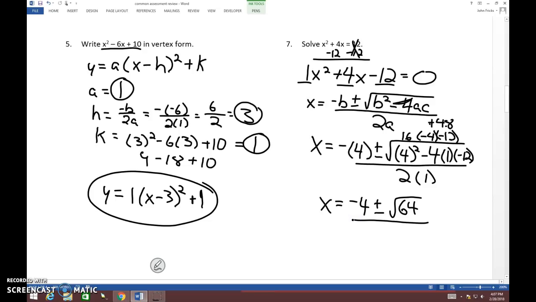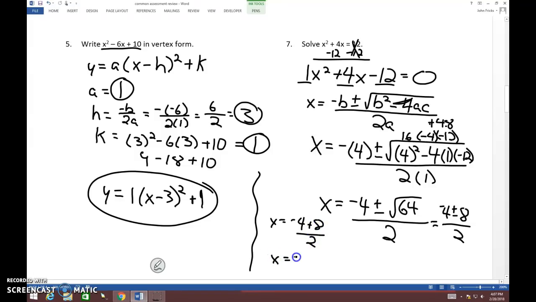From here, 2 times 1 is going to be 2. So then I can simplify this down to negative 4 plus or minus square root of 64, which is 8, divided by 2. So this becomes two problems from here. I'm going to have x equals negative 4 plus 8 divided by 2, and x equals negative 4 minus 8 divided by 2.